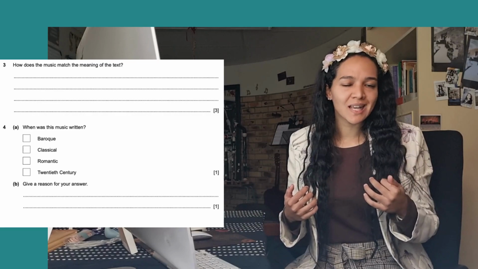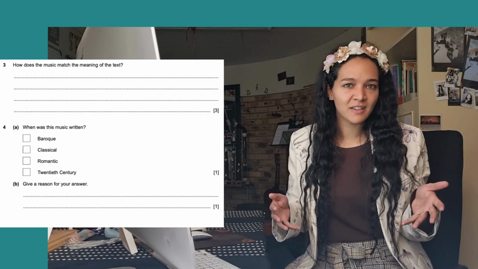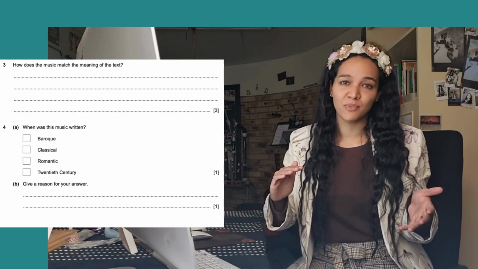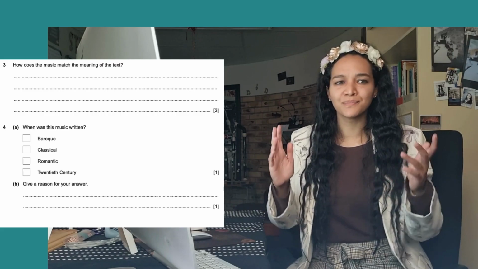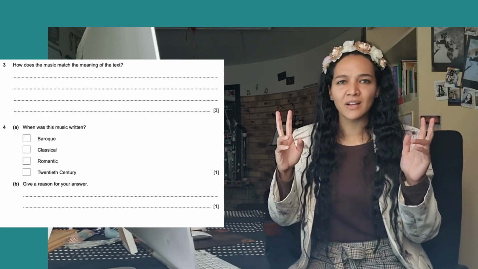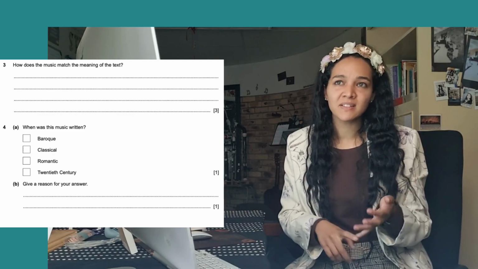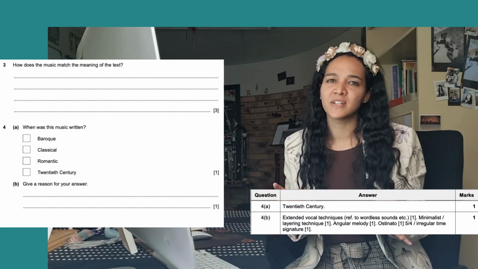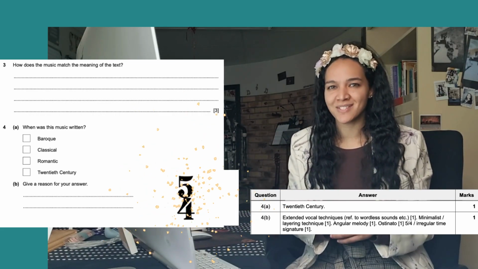But they didn't ask us that, but we can definitely mention that type of minimalist layering technique here. So layers of sound on top of each other. We can speak about the very angular melody, so it doesn't have very classical contours, so to speak. We can also mention the ostinato patterns as well as the very irregular time signature. It is definitely in 5/4 here, and any of those reasons will give you your marks here.